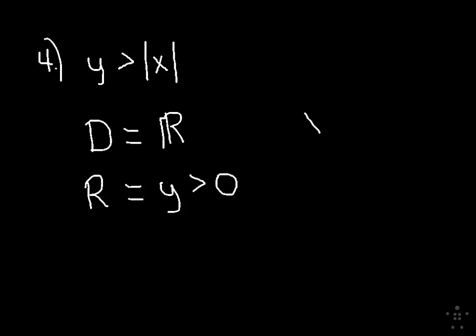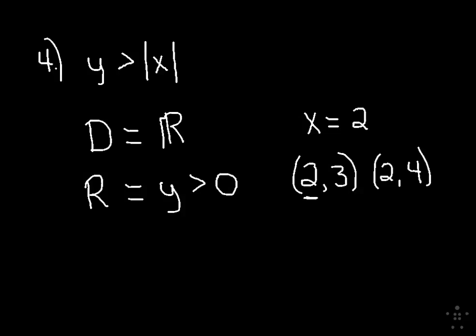Well, I can let x be equal to 2. And if x is equal to 2, the absolute value of 2 is 2. So as long as y is bigger than that, how about it be 3? That's true. What about when x is 2? I could let y be 4. And we can already see it can have the same x value matched up with different y's. So this would not pass the vertical line test if we were to graph this. So this is not a function.